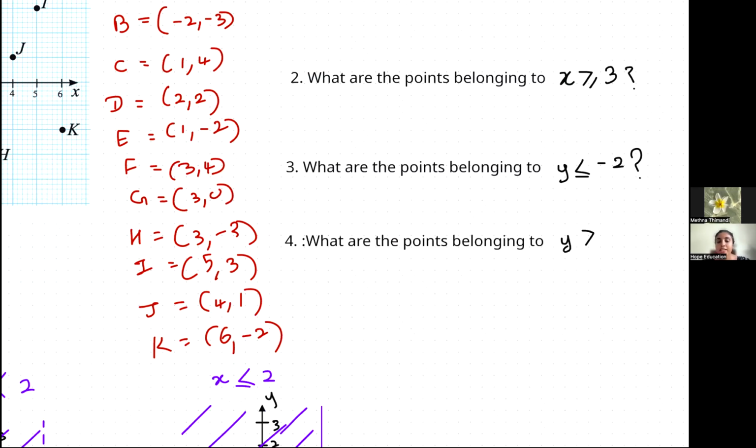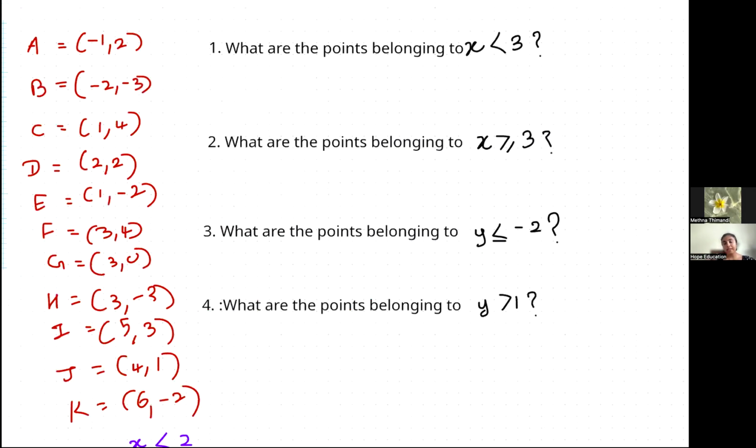Okay, go through these four quickly. Write these questions below. You don't need to write them on the same place where you wrote the coordinates. You can write it down, and then write the answers quickly. Let me know when you're done.